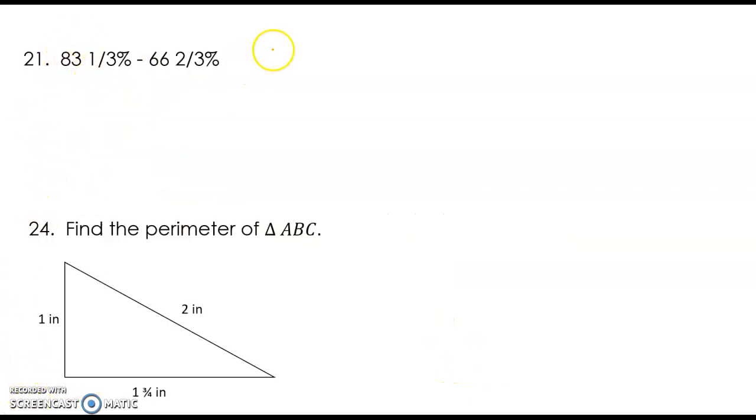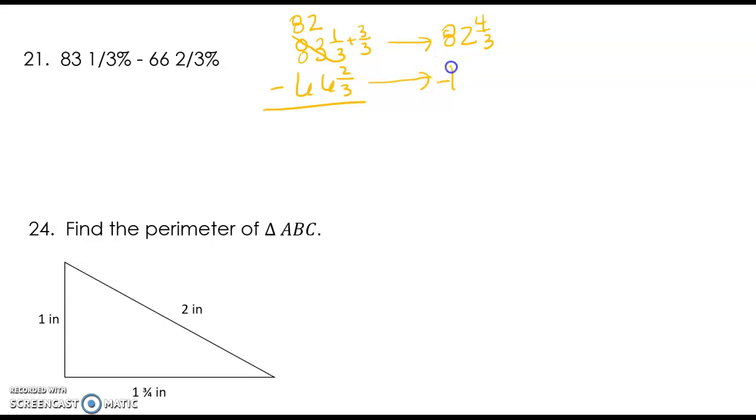All right, let's do this one. So this is 83 1/3% minus 66 2/3. We can't subtract 2/3 from 1/3. We're going to have to borrow 1. So we take the 1 away here and we add it over here, which gives us 82 4/3. And then this just comes over 2/3.